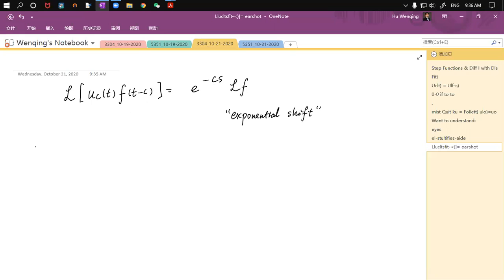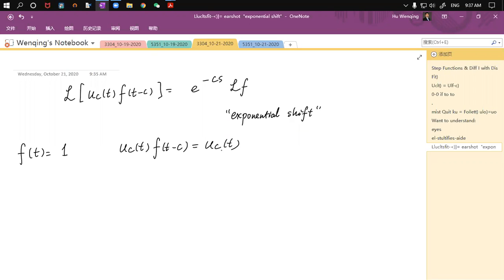Now, if you apply this formula to f of t equal to 1, you can see that u_c of t multiplied by f of t minus c is nothing but the function u_c of t.